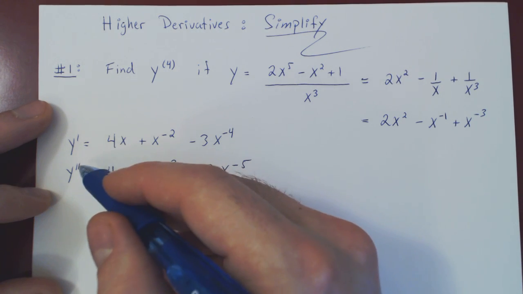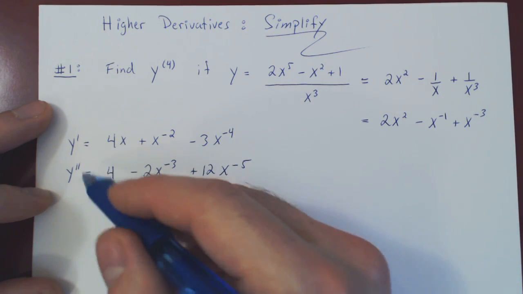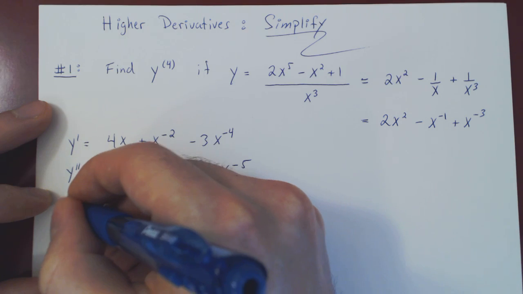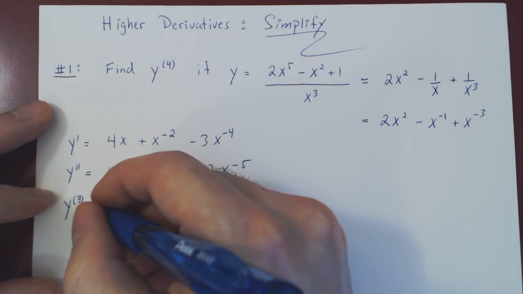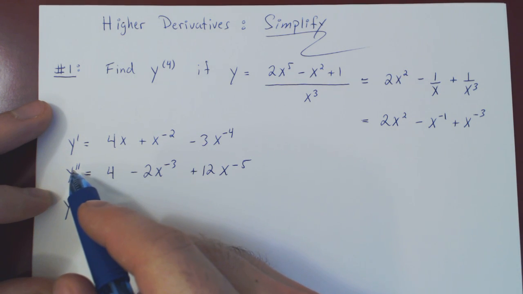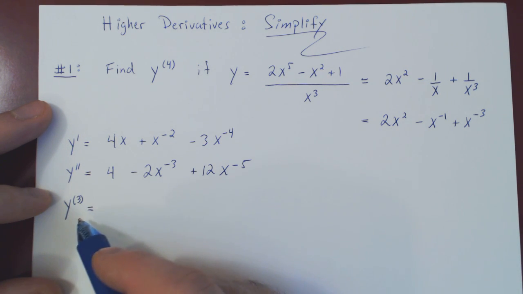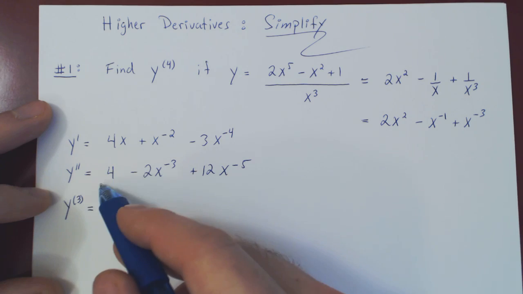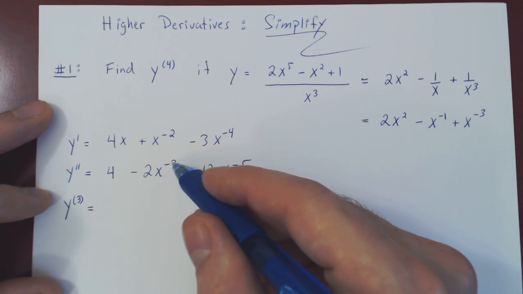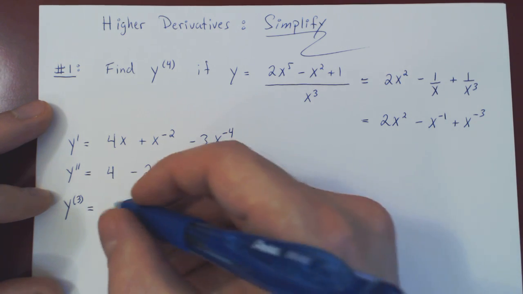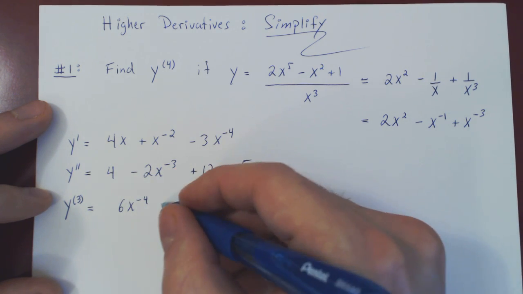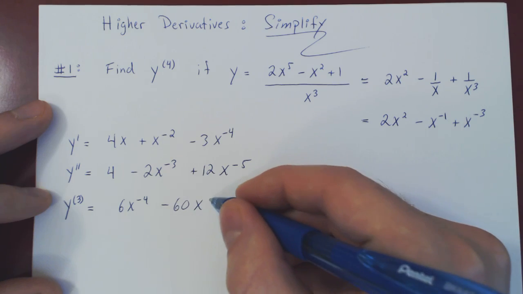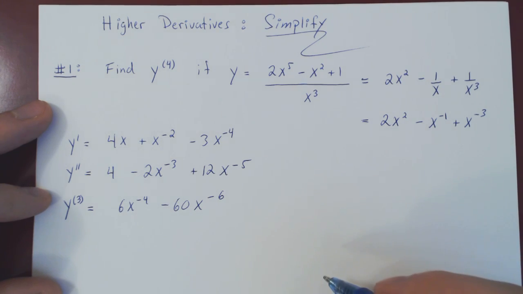Now here's when you don't want to use again a triple prime. It looks kind of messy. So you write y to the 3 now in brackets. Third derivative, differentiate the second derivative, you get your third derivative. Derivative of 4 is 0. Power rule, 6x to the minus 4. Negative 60, x to the minus 6.